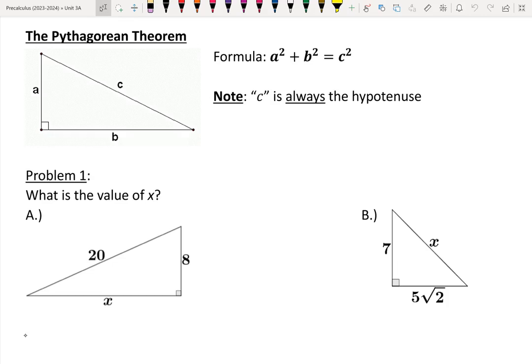And just note that the c value is always going to be our hypotenuse. So we're always equal to the hypotenuse squared. We have two problems here. We're going to go ahead and do B. For your homework, we're going to do about half the problems in this set of notes, and whatever we don't get to is going to be your homework. So we're going to do B, and then A will be your homework.